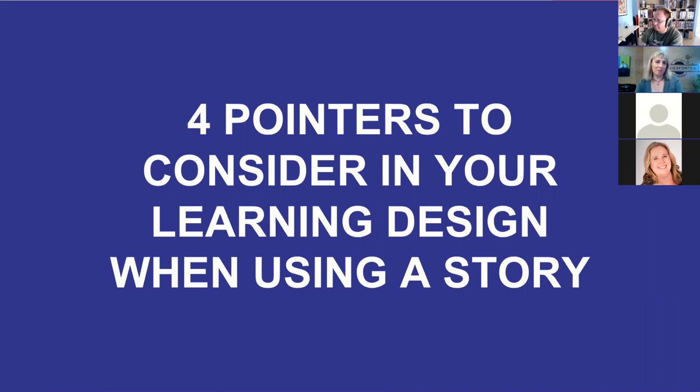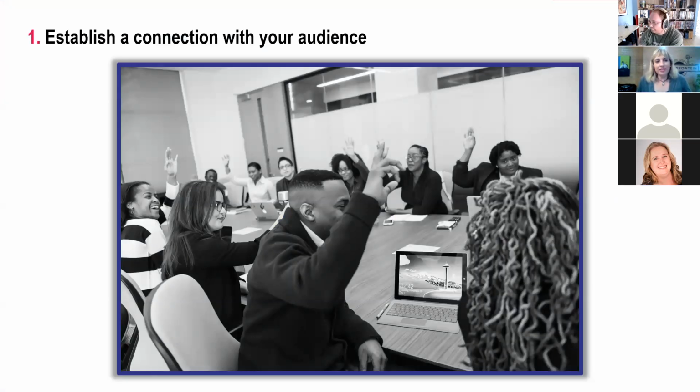So to wrap up the session, here are four pointers to consider in designing your learning when you want to build a story into it. We're going to quickly chat around those, just some pointers to keep at the back of your mind. So the first thing that is really critical is to establish a connection with your audience. Whatever story you are using, make sure it's something that resonates, that's relevant to them, that feels real. You've got to be careful using fantasy, use it in the right context. Don't make it too over the top. And the second point is that you want to make sure that your story also supports your learning and your learning objectives so that it doesn't feel disconnected.